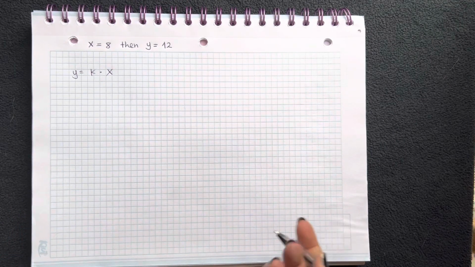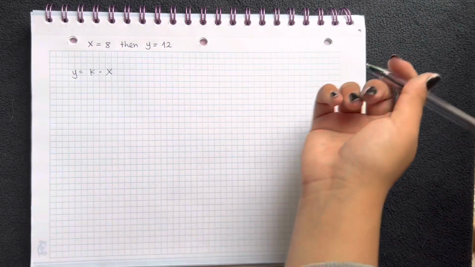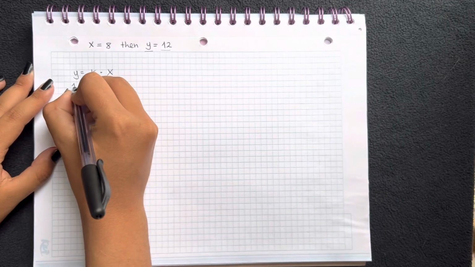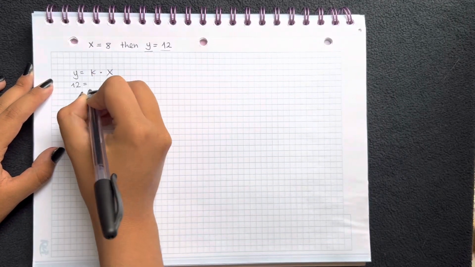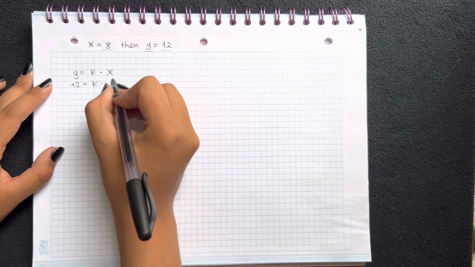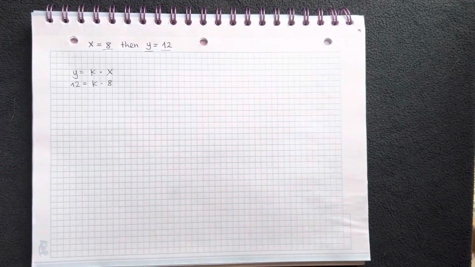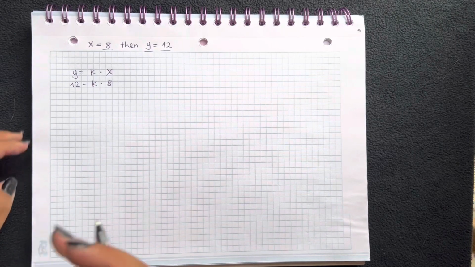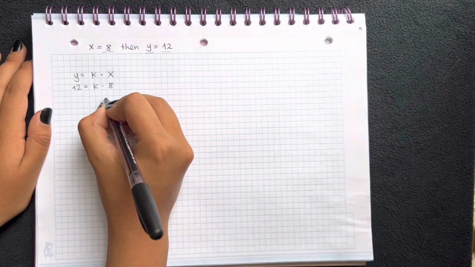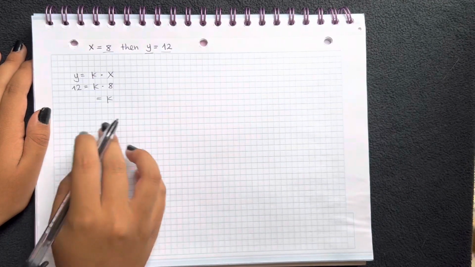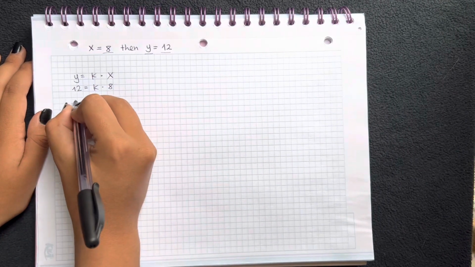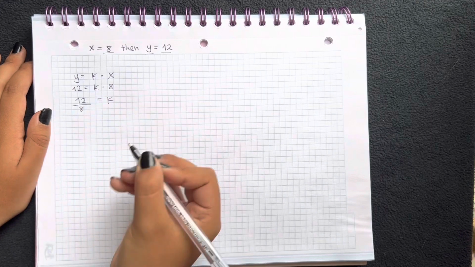Then we can replace the values that we know, which in this case, remember, y is equal to 12, so we have 12 here. The constant is what we find, so we don't know it, times x, which in this case we can see is 8. Now that we have this, we need to isolate the k. So we have the k just alone, and because the 8 is multiplying, it will pass to the other side dividing. So 12 divided by 8.